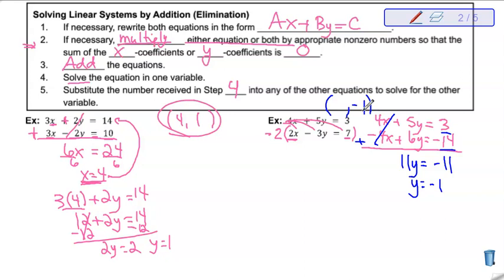Now, remember you have this equation, the original one, and we have this equation that we created new by multiplying by negative 2, to plug that negative 1 in.